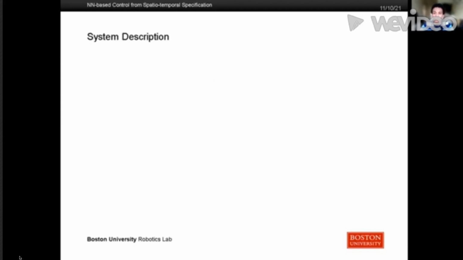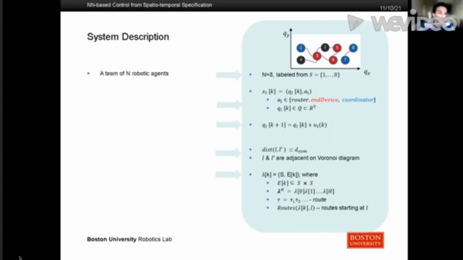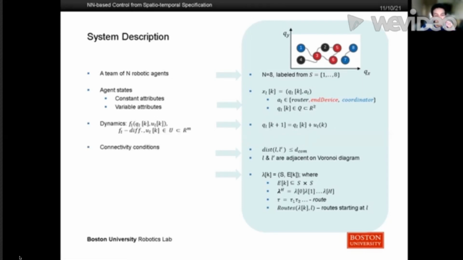Next I'll be defining the system. Consider a team of n robotic agents. Each agent has a state, which can include constant attributes, such as the type of the agent, and some variable attributes, which are, for example, the position of the robot, along with dynamics. In this example, we have very simple dynamics. We define some connectivity conditions among the agents. For example, agents can be connected if they are within a communication range.